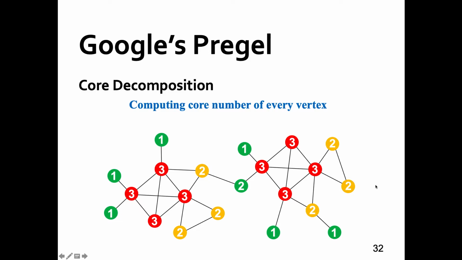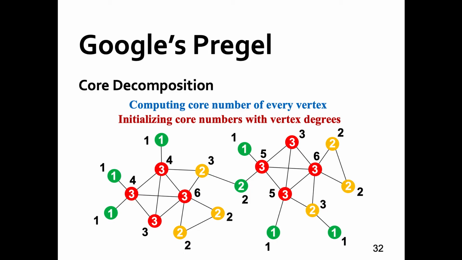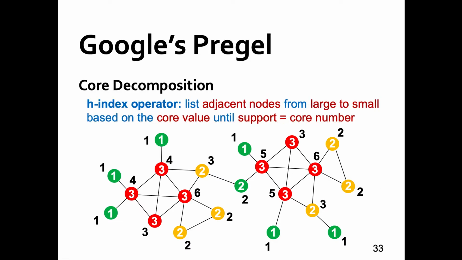Next, let's go one step further and consider the problem of k-core decomposition, which for each vertex computes the largest k such that this vertex is in a k-core, which is called the vertex core index. We have shown the core index of every vertex on this slide. Next, we explain how the compute function looks like. In the first iteration, every vertex initializes its value as its vertex degree. Then, in each iteration, a vertex computes an edge index operator, which we explain next.